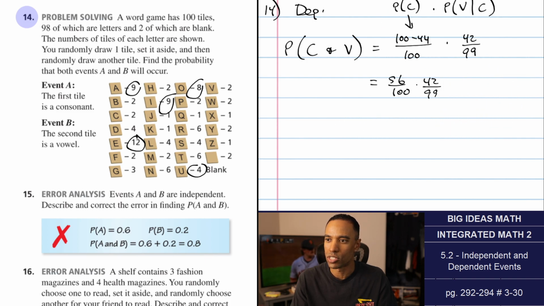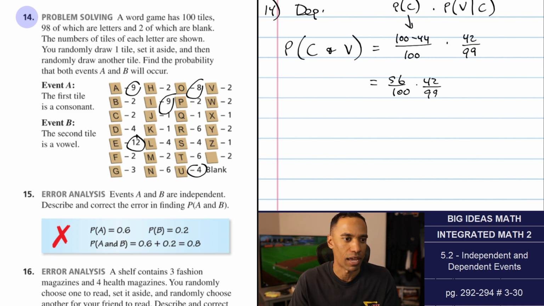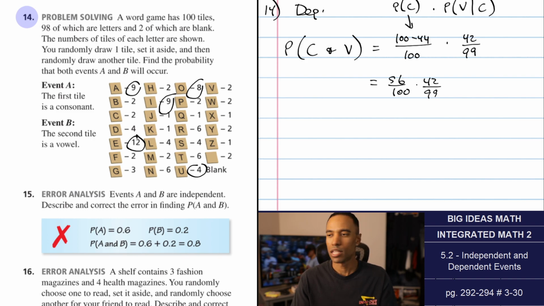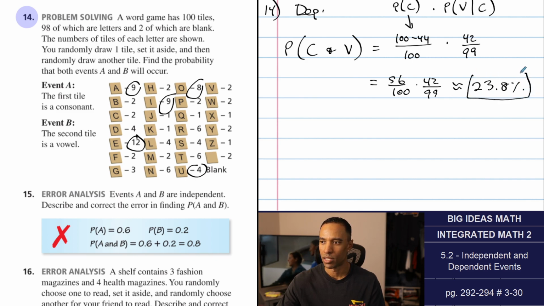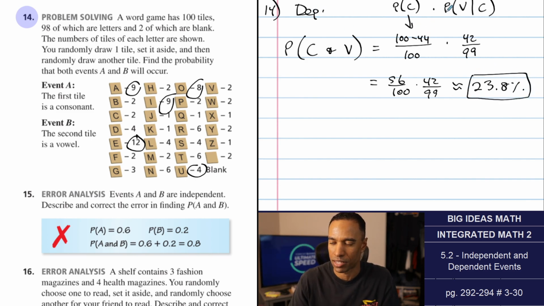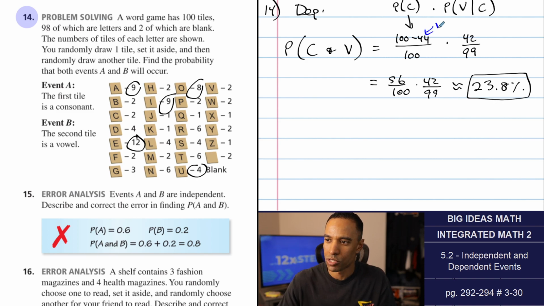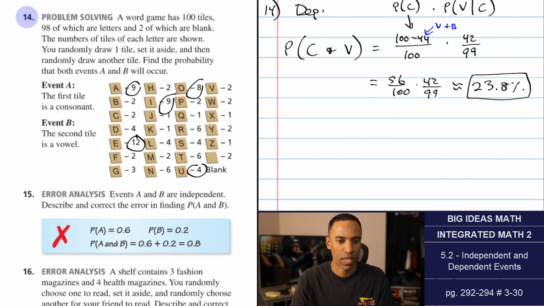Now, the vowel one still remains. It's still 42 out of that. Maybe it would have been easier to count the other way. Those blanks, that's tricky. So 56 times 42 over 100 times 99. Let's see. It didn't change much, but it does change. So I'm not giving you the exacts, but I am going to give you the percentage. 23.75, so 23.8% on that. Yes, the blanks. So vowels and blanks. Okay, is that all of number 14?